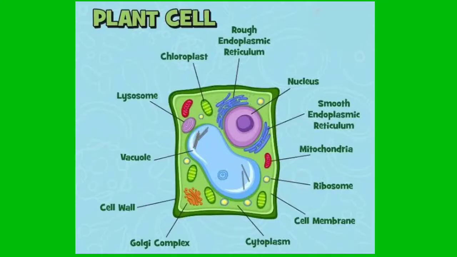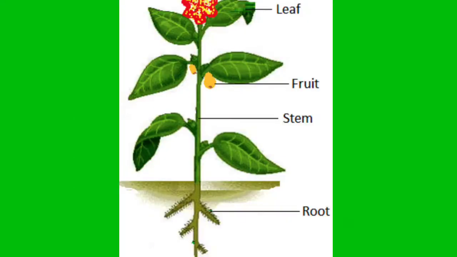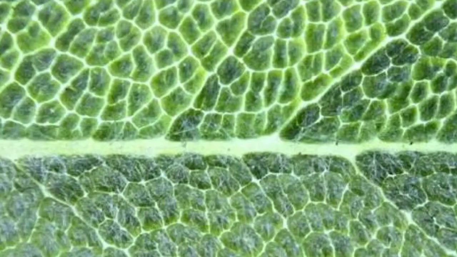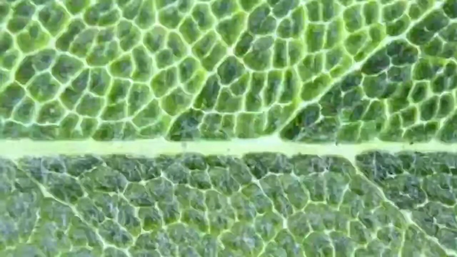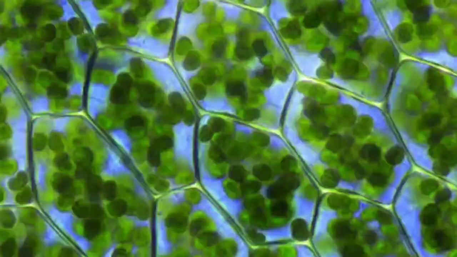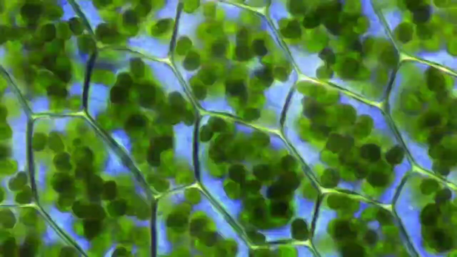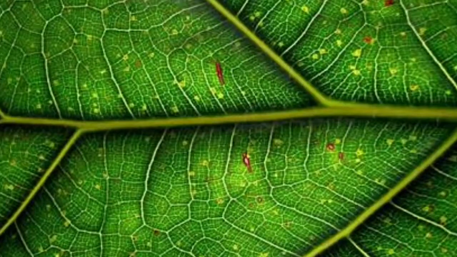So now let us know about the chloroplast. Chloroplast is found only in the green parts of the plant. Why? Because it contains the green pigment called chlorophyll, which is needed for the synthesis of food by the process of photosynthesis. Yellow and orange pigments are also present, but they are masked, hidden by the large quantity of green pigment chlorophyll.